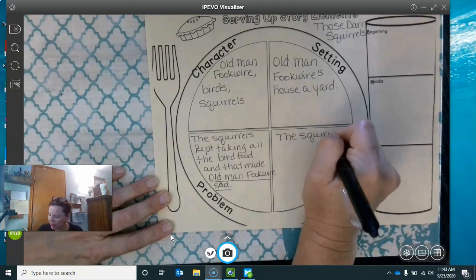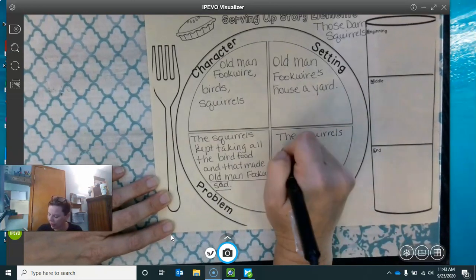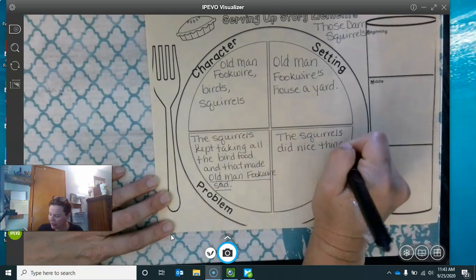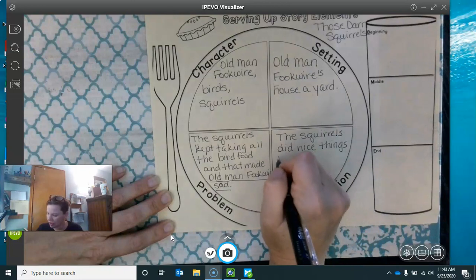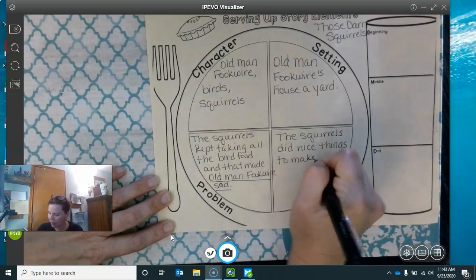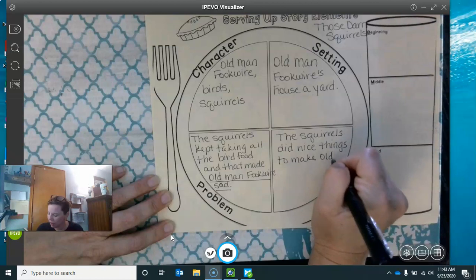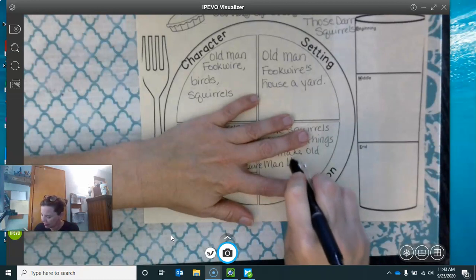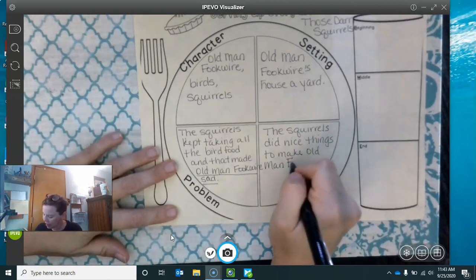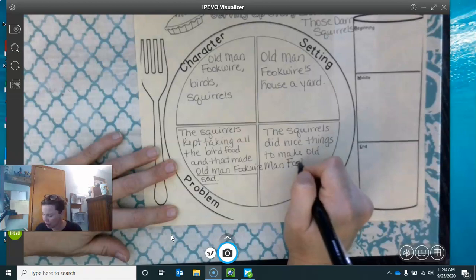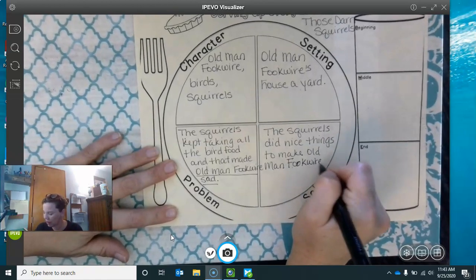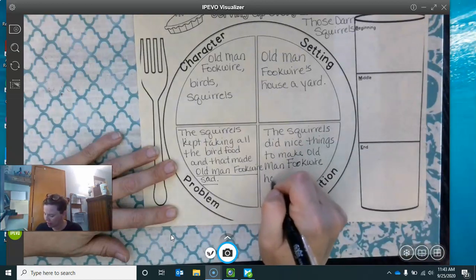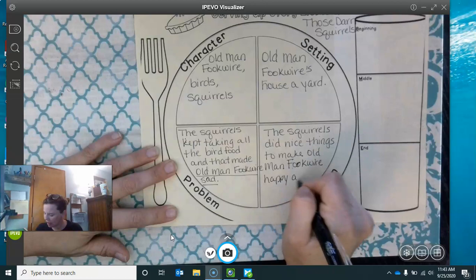The squirrels did nice things to make Old Man Forkwire happy again.